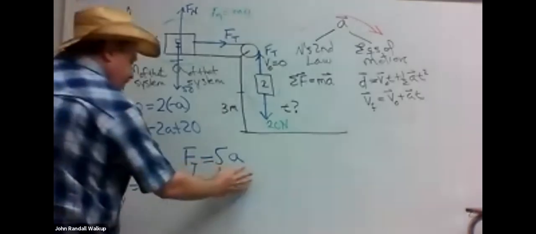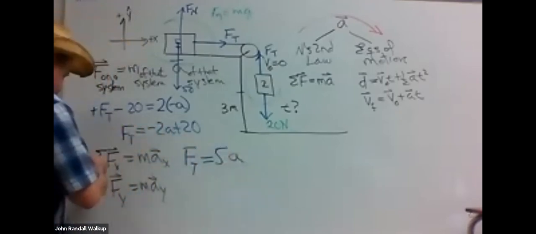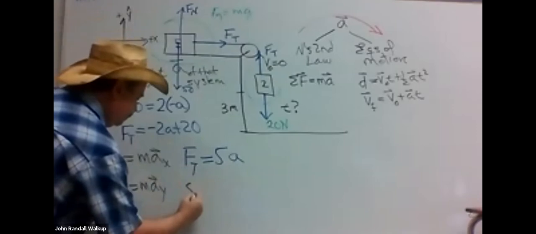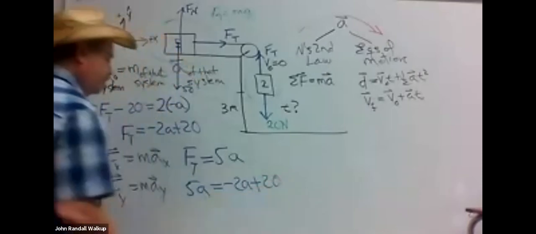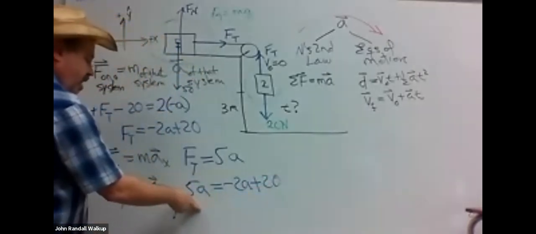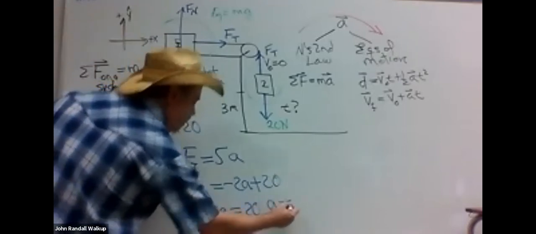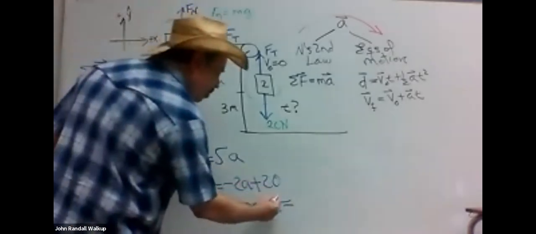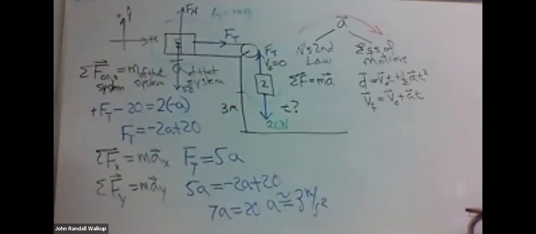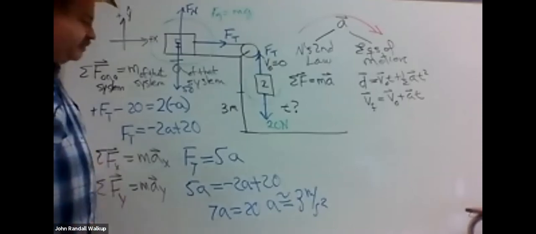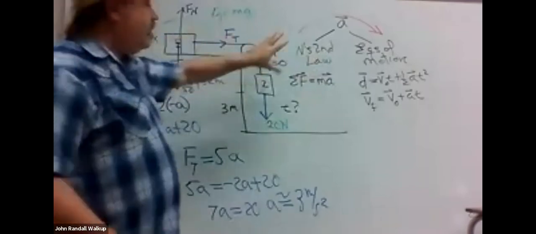Well, now I noticed that F of t is equal to 5a. I can substitute, I don't plug, I substitute my 5a into here. Now when I bring this over here, I would get 7a equal to 20. A is 20 divided by 7, which is pretty close to 3. 2 point something, 2.9 or something like that. Okay. Therefore, I applied Newton's second law. I had to choose 2 different systems to do it, but I applied Newton's second law.